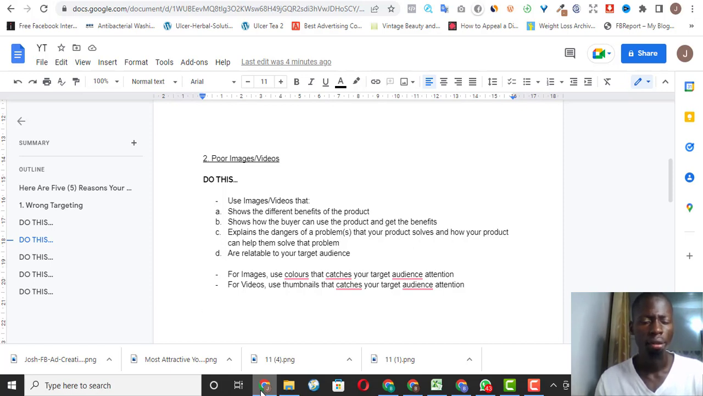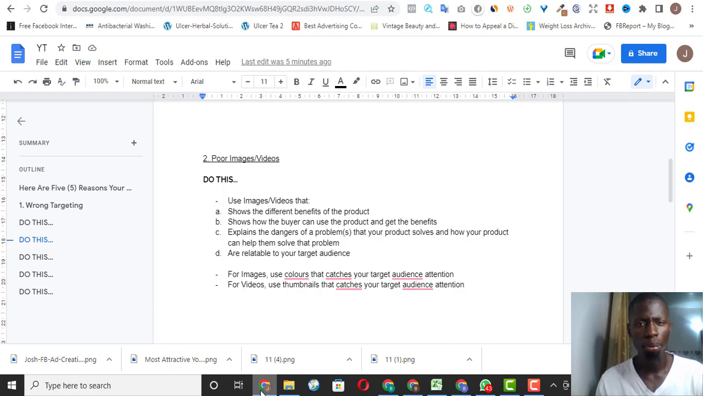And then again, you should also use videos or images that show how the buyer can use that product and get the benefits. So if for instance you are trying to sell a product that helps somebody get the car engine clean, or a product that helps somebody feel better and sleep better at night, when you are making a video or creating image graphics for such adverts, what you should be showing them is the benefits of that product.